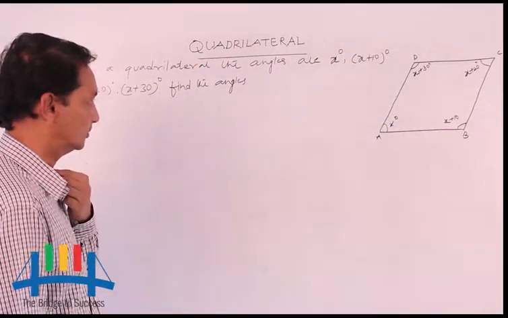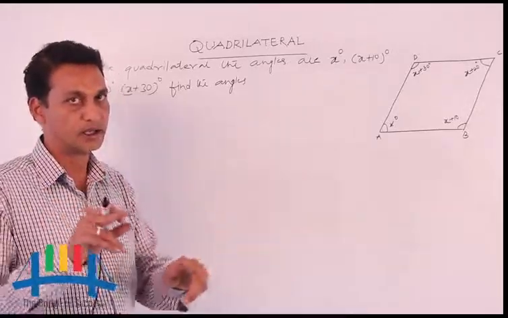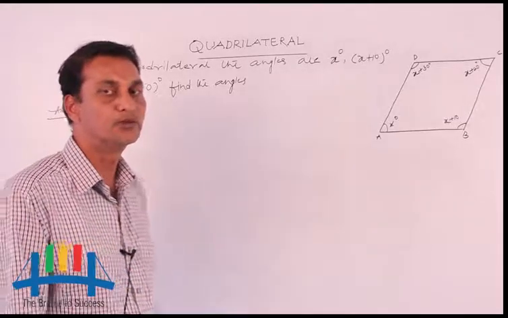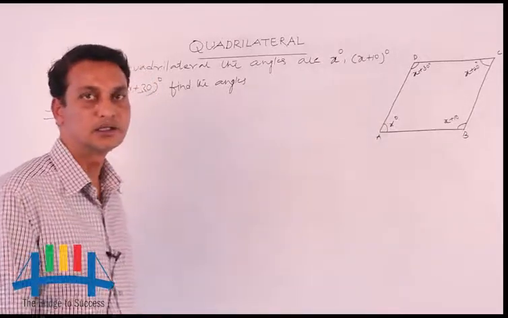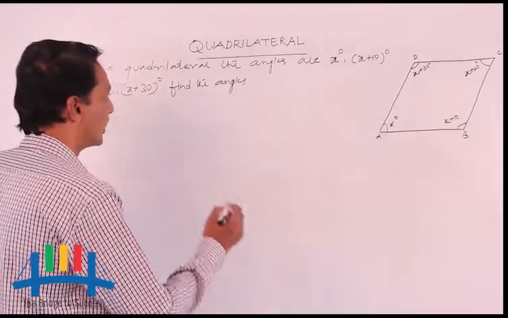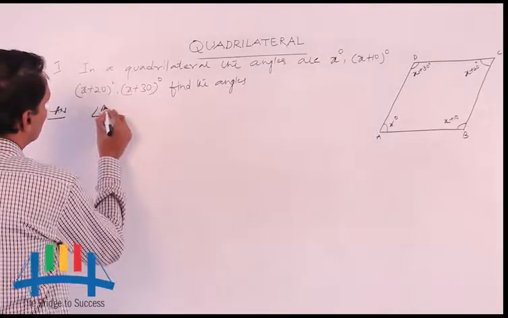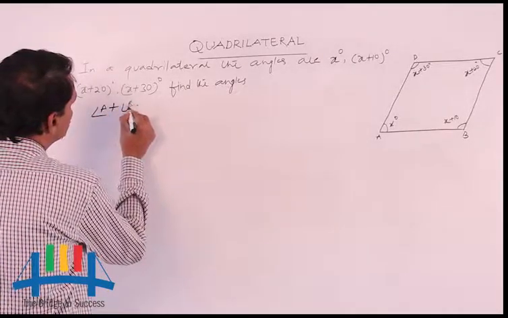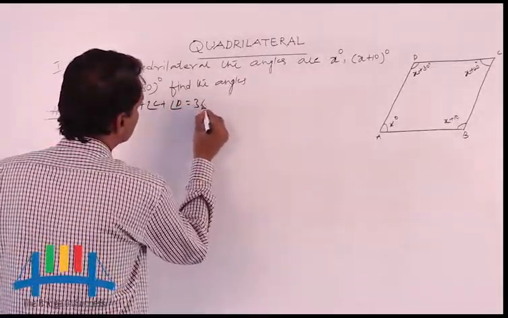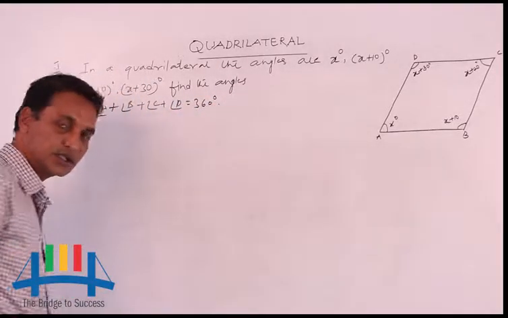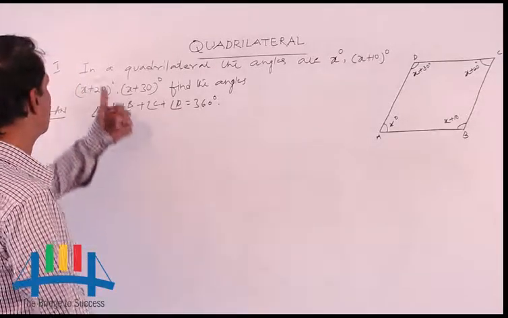We know in a triangle, according to the angle sum property, the sum of the angles is equal to 180 degrees. In the same way, in a quadrilateral, the sum of the 4 angles, angle A plus angle B plus angle C plus angle D, is equal to 360 degrees. Is it clear? So let's go into the problem now.